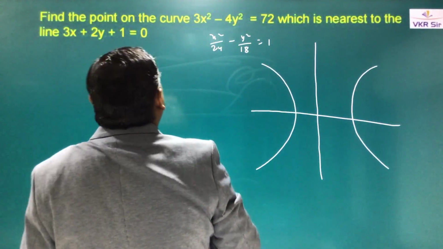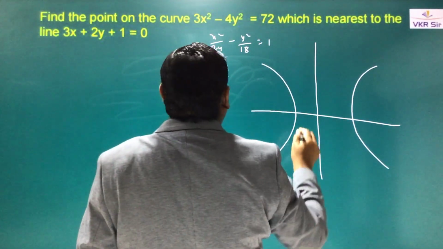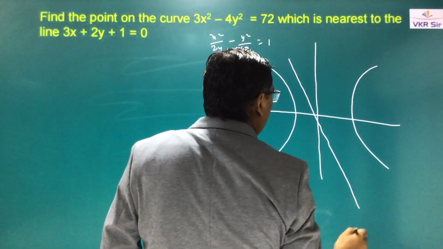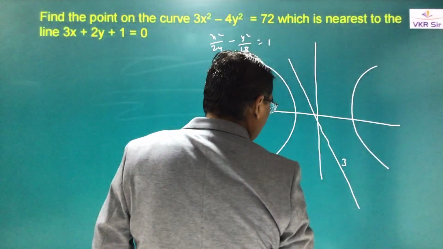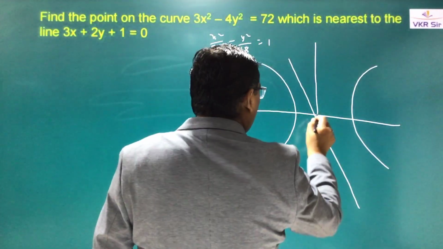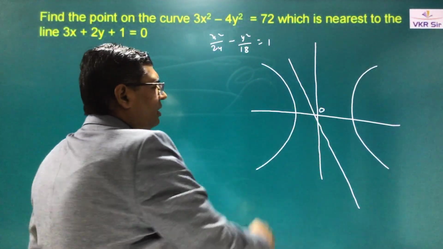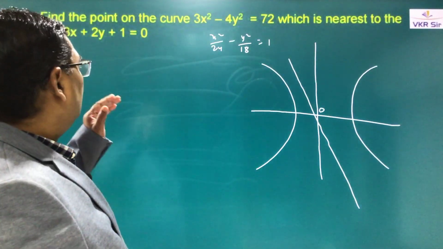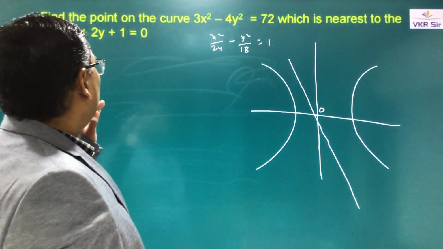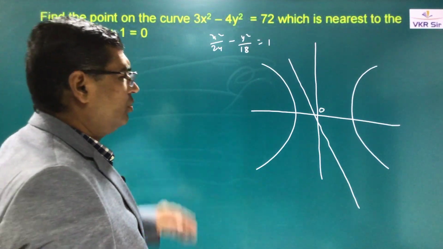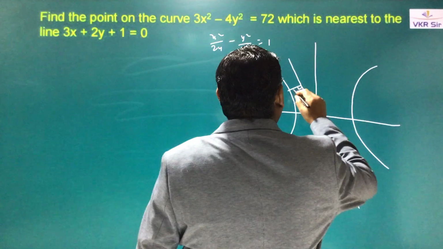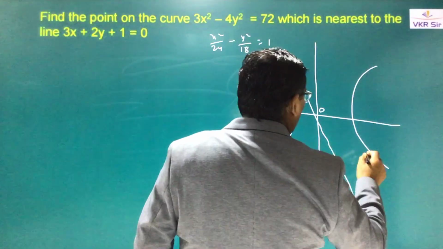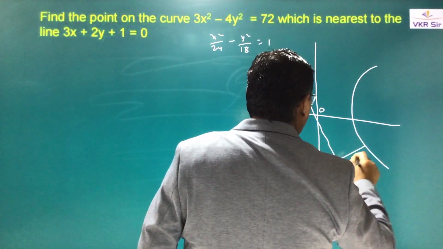And this line 3x plus 2y plus 1 is something going like this. It is cutting the axis below the origin, all right. Now we want to find out the point on the curve which is the nearest distance to it. Now again we will draw a normal here. A normal can be drawn like this. A normal can even be drawn like this.